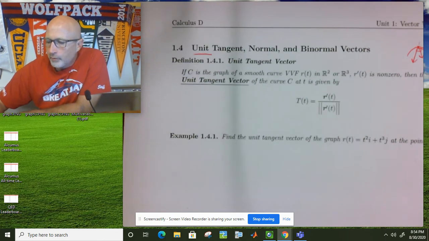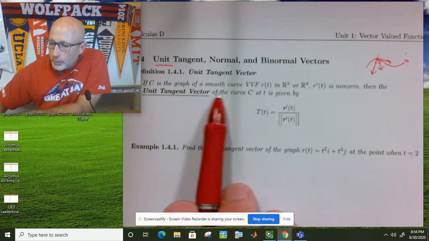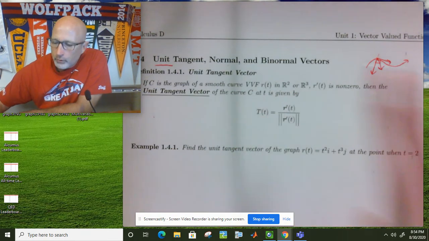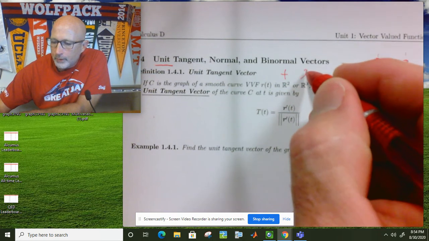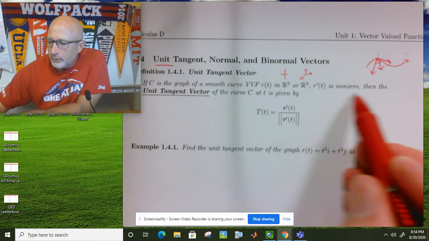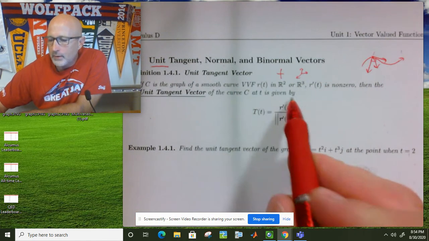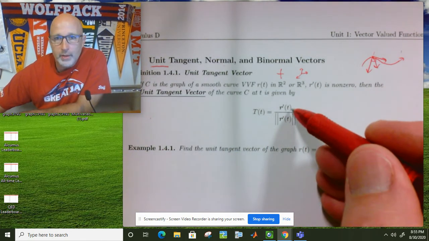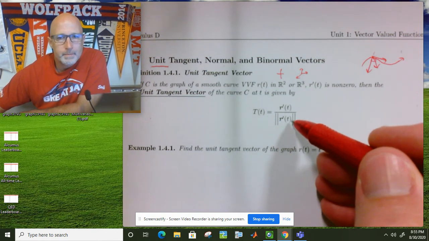So first, unit tangent vector. C is a graph of a smooth curve, vector valued function, r of t, in R2 or R3. Remember, R2 stands for 2 space, R3 stands for 3 space. That's what those represent. If r prime of t is non-zero, then the unit tangent vector of the curve C at t is given by this equation. Now, if you think about what's happening here, all you're doing is taking whatever that tangent vector is and dividing by its length.